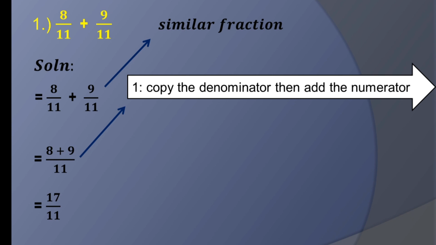In what way? We're going to bring down 17, divide by 11. That is 1. 1 times 11 is 11. 17 minus 11 is 6. This would be the quotient, remainder, and the denominator. Therefore, 17 over 11 can be expressed as 1 and 6 over 11.